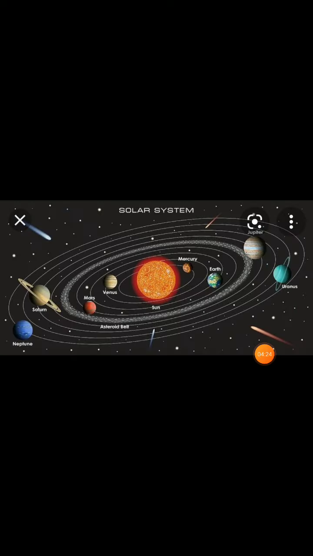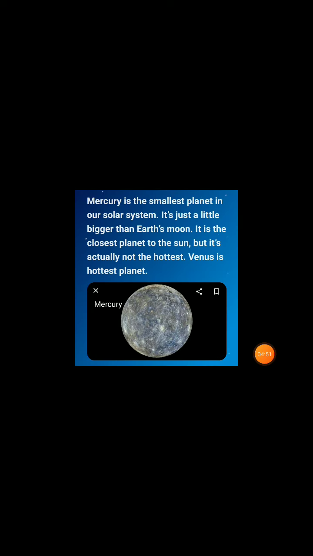Look at this picture, children. Mercury is the nearest planet to the sun. Next comes Venus. Next Earth, Mars, Jupiter, Saturn, Uranus, Neptune. They are from nearest to the farthest from the sun. So now let me discuss each and every planet in detail. First let us consider Mercury.